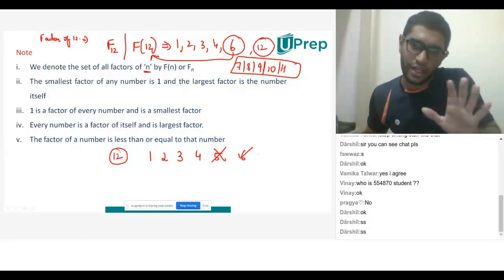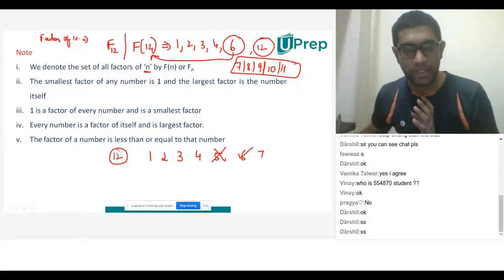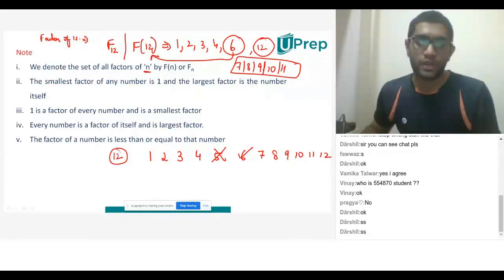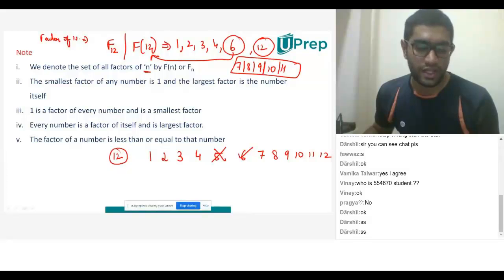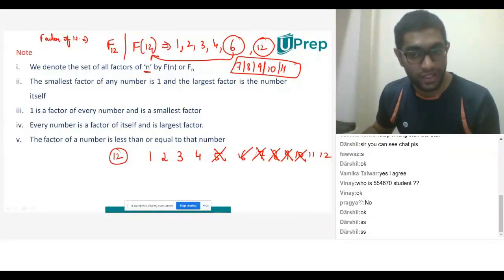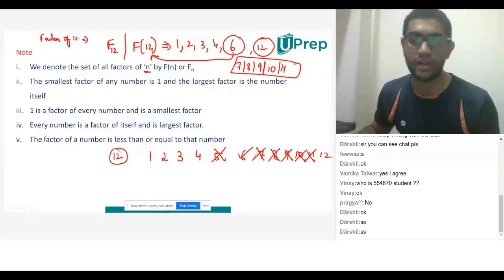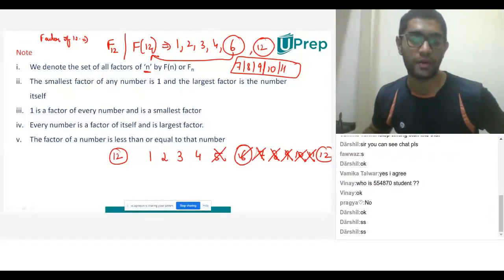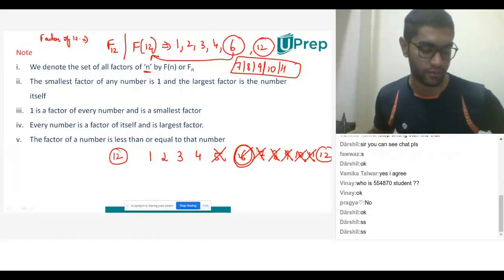Now, guys, let me do all of them till 12. Let me take 7, 8, 9, 10, 11, 12. Does 7 divide 12 exactly? No, it cannot be a factor. Does 8 divide 12? No. Does 9 divide 12? No. Does 10 divide 12? No. Does 11 divide 12? No. But 12 divides 12. So what is the last factor other than the number that we got? Exactly half of the number, right? If it was a natural number.